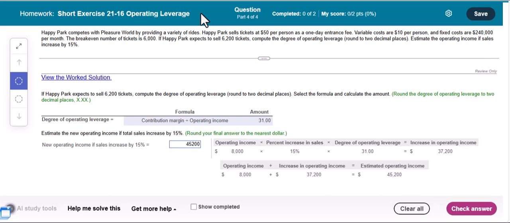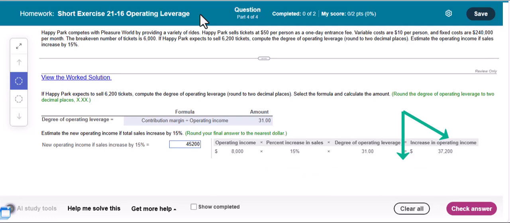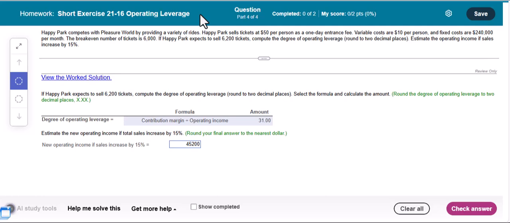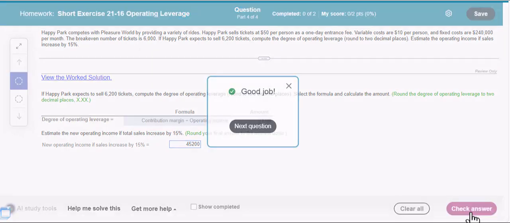So to summarize, you can tell the CEO that if the sales increase by 15%, operating income will increase by 37,200 for an estimated operating income of then 45,200. And then you can collect your big consulting paycheck. So that's it for this problem. Let's go ahead and check our answer. Good job.